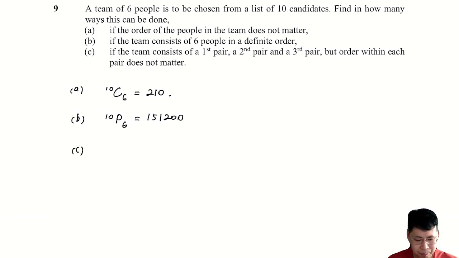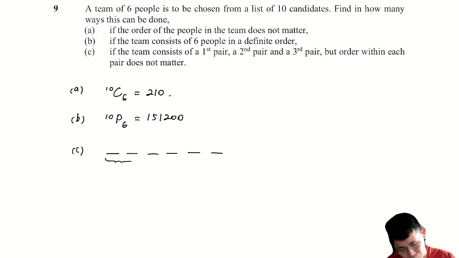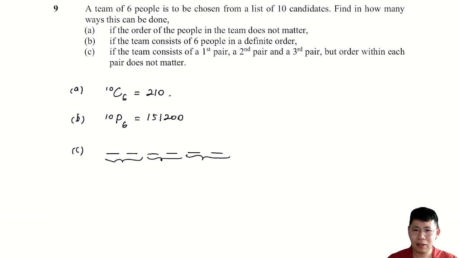Okay, then part C. Now if the team consists of a first pair, a second pair, and a third pair, but the order within each pair does not matter. So we are going to look for 3 pairs over here. Now we have 6 over here, and let's look at 3 pairs: the first pair, the second pair, the third pair. So now let's look for the number of ways to calculate the first pair. This will be done together within the same case, right?